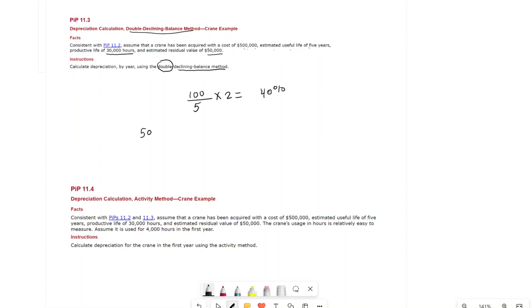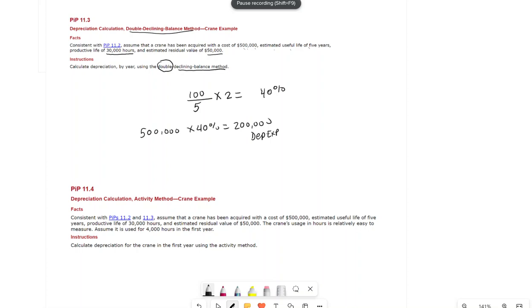So if I had to do a double declining balance and I needed to calculate my depreciation for the first year, I will take 500,000 times the 40%. I don't have a calculator, let me get my calculator to see what my depreciation will be. So my depreciation will be 500,000 multiplied by the 40%, and that will be 200,000. So your depreciation for the first year will be 200,000. So that's how you would do your depreciation.